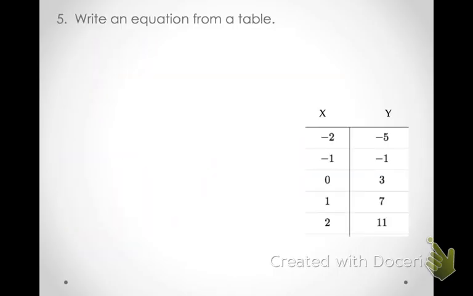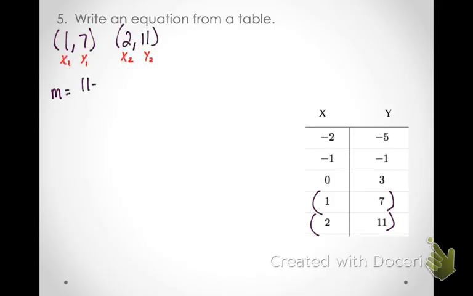Write an equation from a table. Just like the last problem, we're only going to need 2 points. So you can really pick any 2 points you want from this table. There are 5 of them here. I'm going to pick the points 1, 7, and 2, 11. So I'm going to copy those down, so I'm looking at just those, and find my slope.